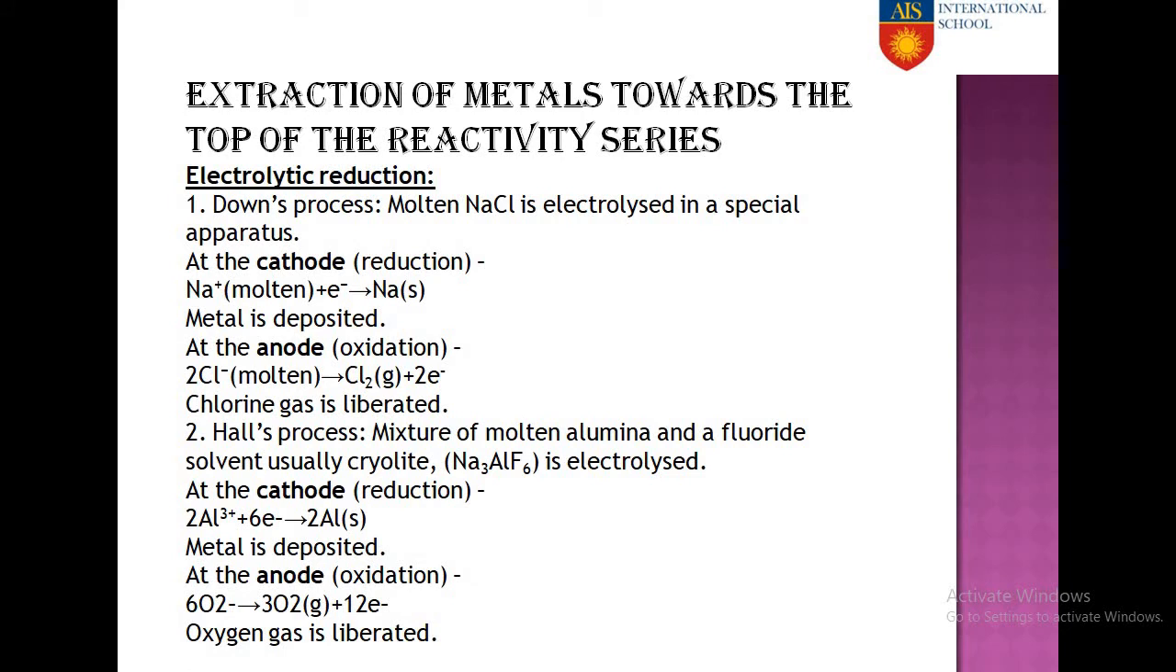Now, extraction of metals towards the top of the reactivity series: in this case, we can extract the metal by electrolytic reduction. So the Downs process. What is the Downs process? In this, NaCl is electrolyzed in a special apparatus. At the cathode, reduction takes place. That means Na+ plus an electron gives Na, and the metal is deposited. And at the anode, oxidation takes place. That means chlorine.